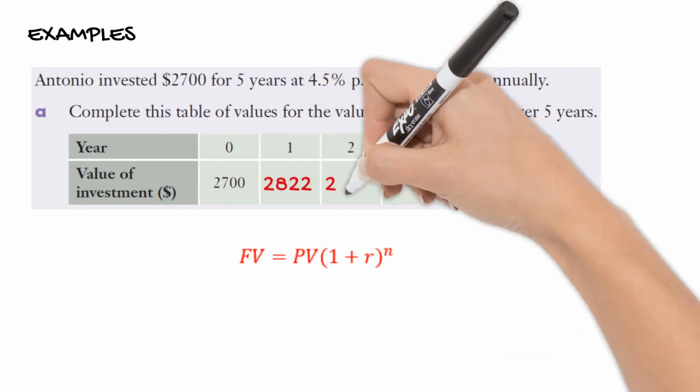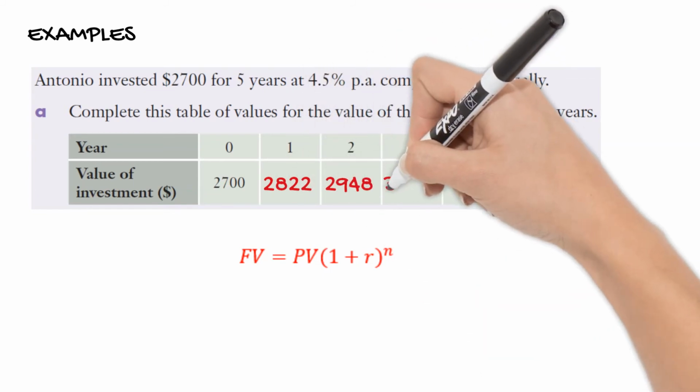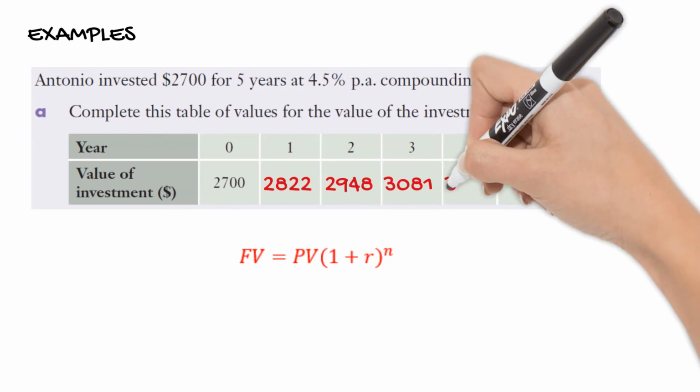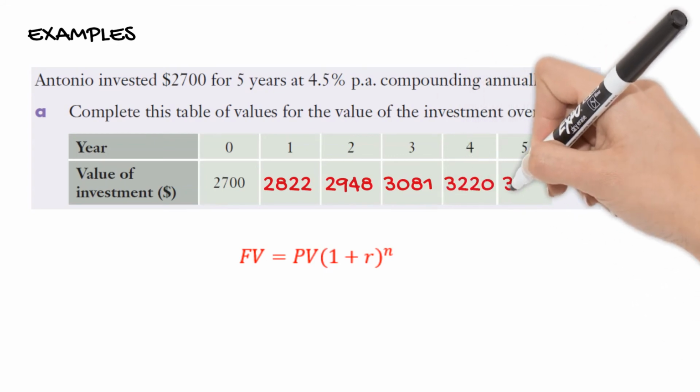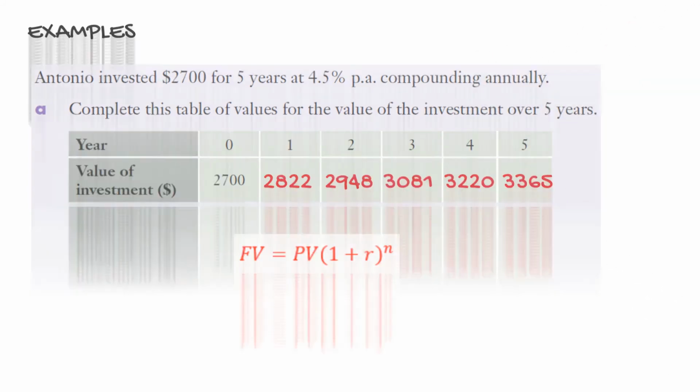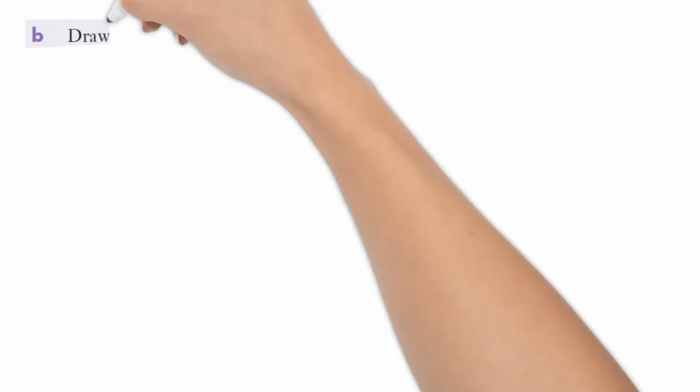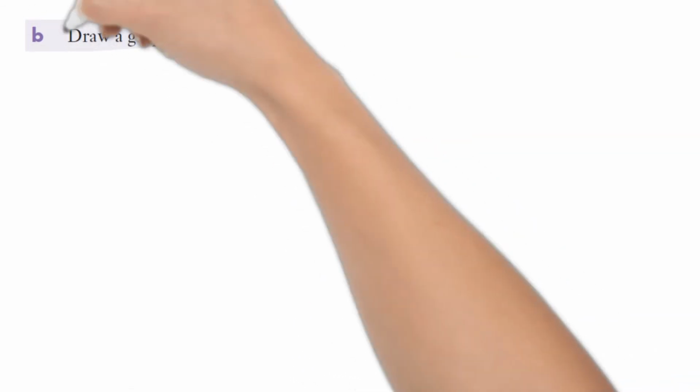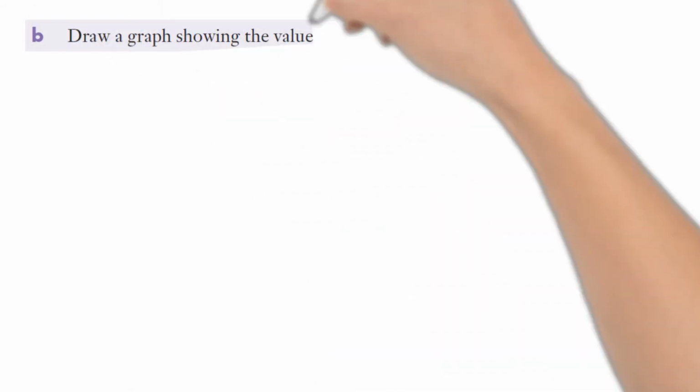So you can think of our X value being the N, and the Y value is going to be your FV. All right. Now we're asked to graph the value of the investment. It's only over a period of 5 years.